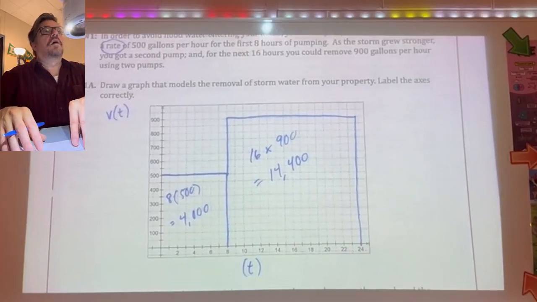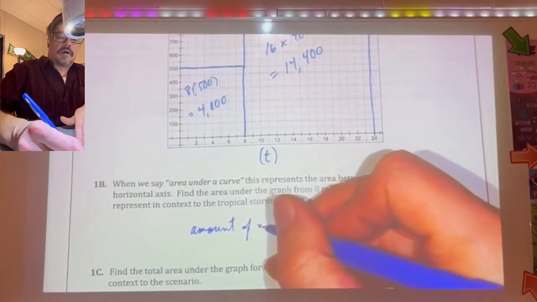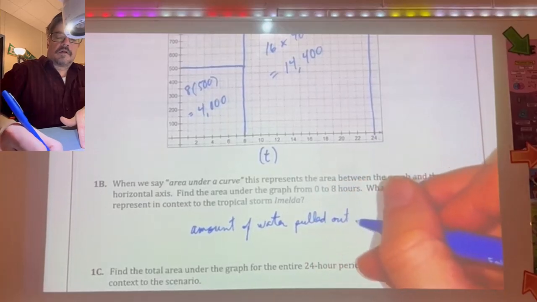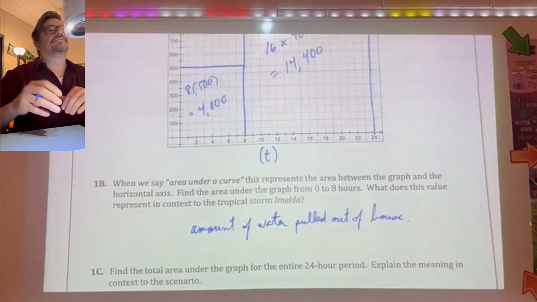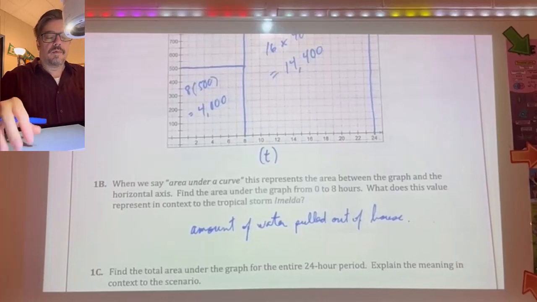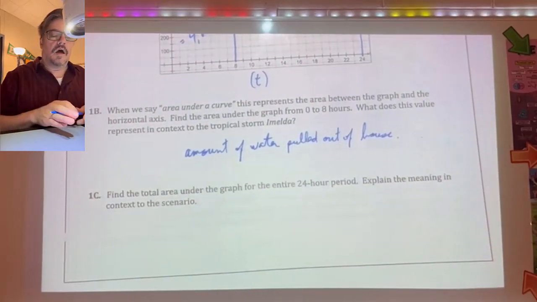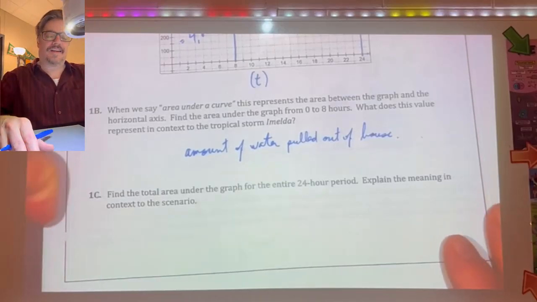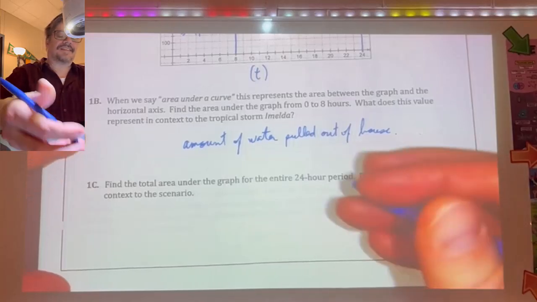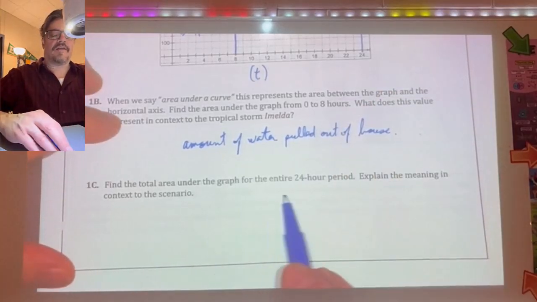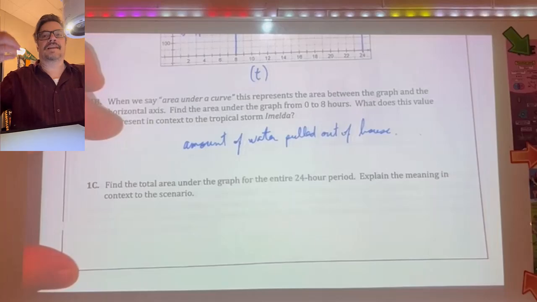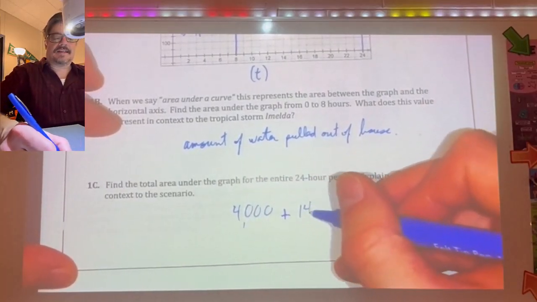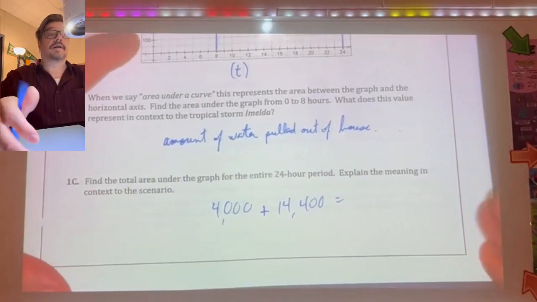or the original function's value. So what this represents is the amount of water pulled out of the house. And so what did we do in order to get the total area? Well, I'm sorry, what is the total amount of water? Okay, I screwed up. Find the total area for the total 24-hour period. So what does that mean? What does this represent? It represents the 18,000 total amount of water, right? And we already said that.